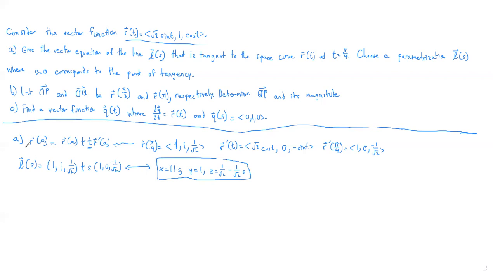Notice that when I applied this formula for the tangent line, I simultaneously covered the part where s equals 0 corresponds to the point of tangency. You can see that this works in my solution because at s equals 0, you have the initial position vector at t equals pi over 4, because L of 0 is just 1, 1, 1 over root 2, which corresponds to the position vector r of pi over 4. So yes, that's the correct answer.